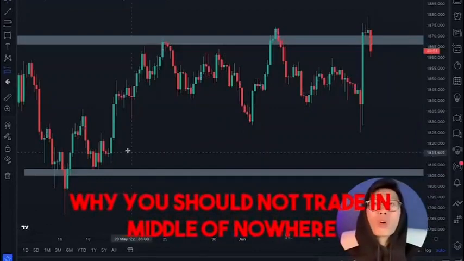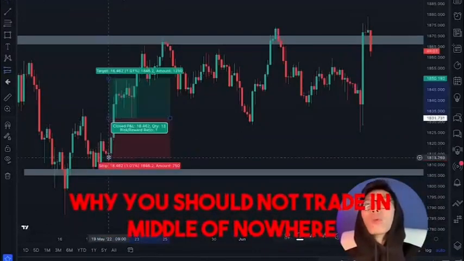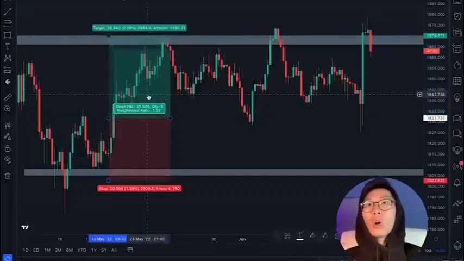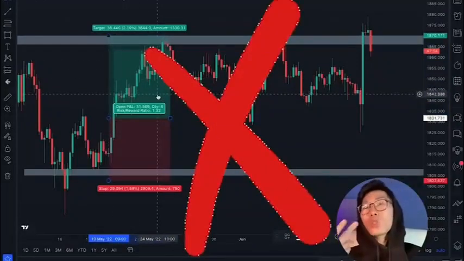So let's say you get in for a buy somewhere around here, your stop loss is below here, and then you'll take profit at this key level, then guess what? That is a one to one risk to reward ratio and that's not worth it.